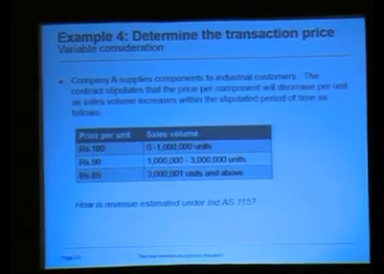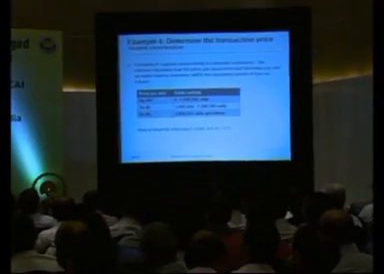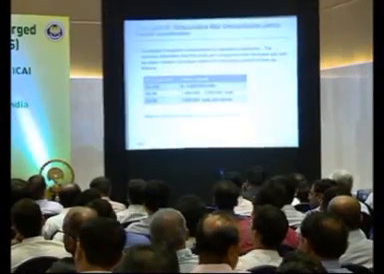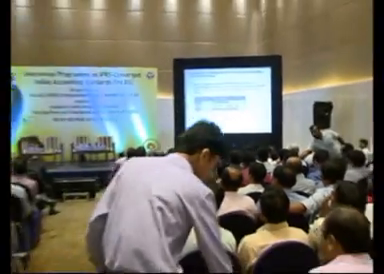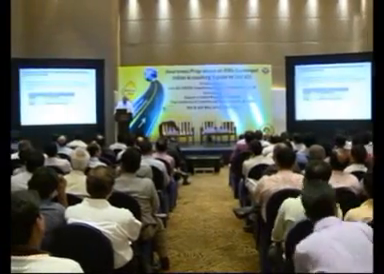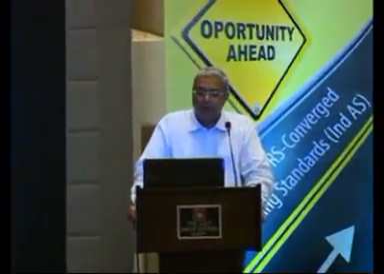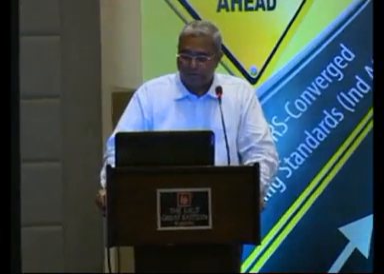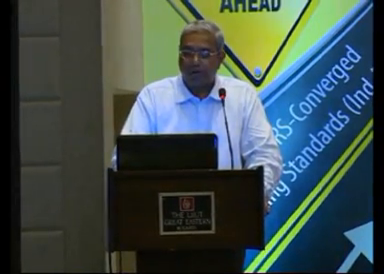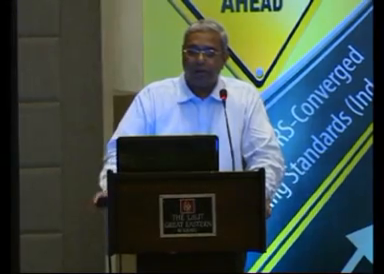So company A supplies components to industrial customers. The contract stipulates that the price per component will decrease per unit as sales volume increases within the stipulated period of time as follows. And this is the structure: price per unit 100, 90, 85, and different sales volume. And how is revenue calculated under Ind AS 115?